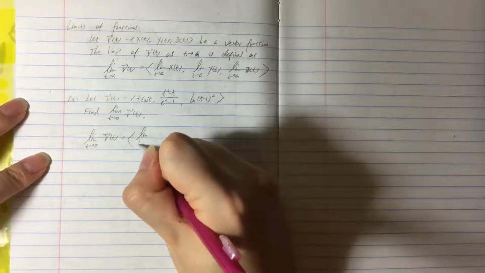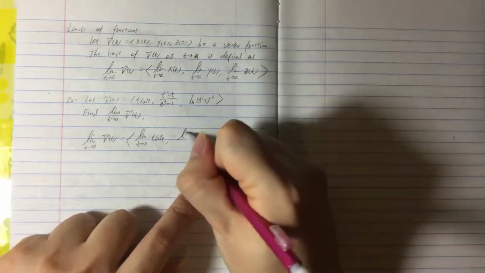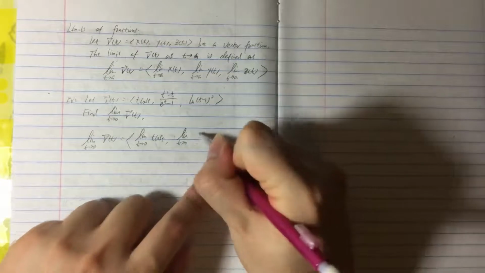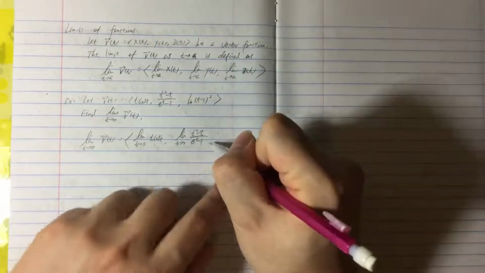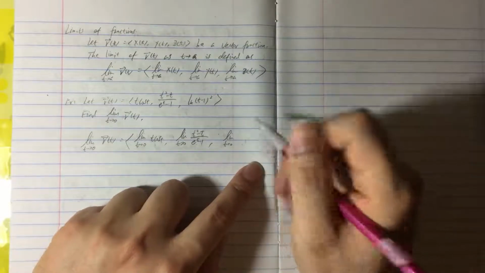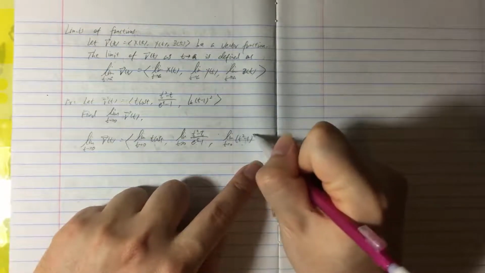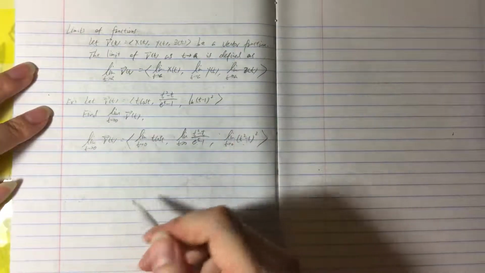So for the first component, take the limit as t approaches 0 of t cosine t. For the second component, take the limit as t approaches 0 of (t squared minus t) over (e to the power t minus 1). For the third component, take the limit as t approaches 0 of ln of (t minus 1) squared. Take a limit for each component individually.